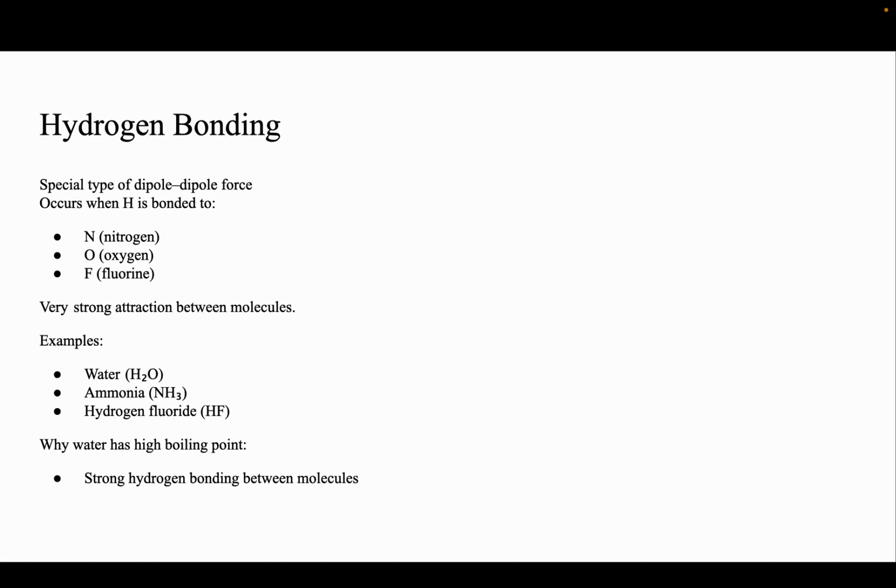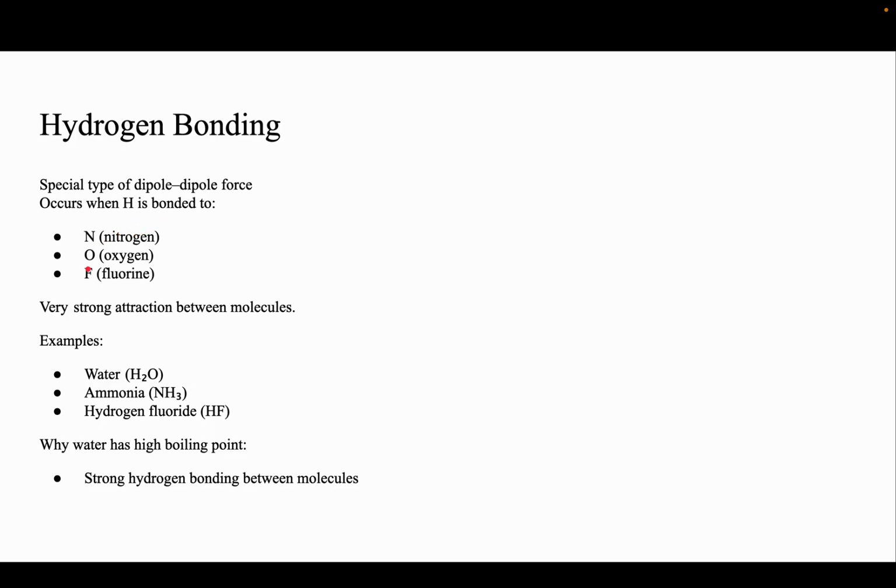Hydrogen bonding. This is a special type of dipole-dipole force, and it occurs when H is bonded to one of the 3 most electronegative elements in the periodic table, N, O, or F. There is a very strong attraction between the molecules. This is very similar to an ionic bond when you have the more electronegative elements basically taking all the electrons from the less electronegative element. And that's exactly what happens here.